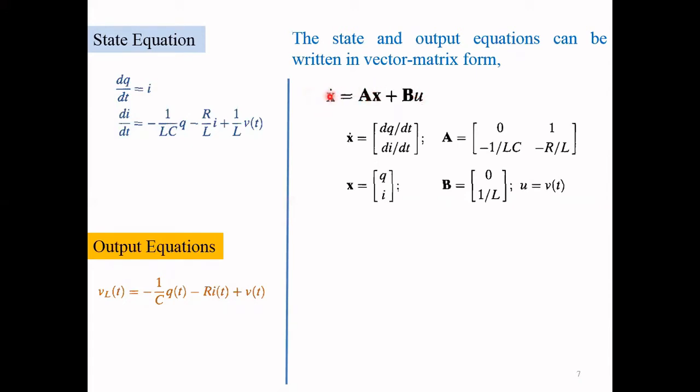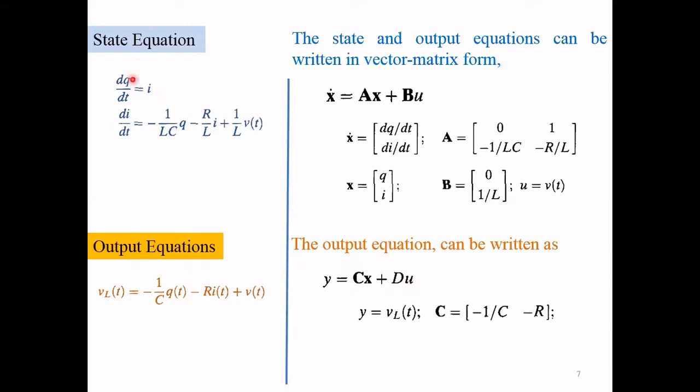x dot is the derivative, the first order derivatives of the state variables, and this will be the linear combination of state variables, and this will be the input multiplied with the b vector. The output equation, c, will be equal to a linear combination of the state variables plus the input multiplied with the d vector.